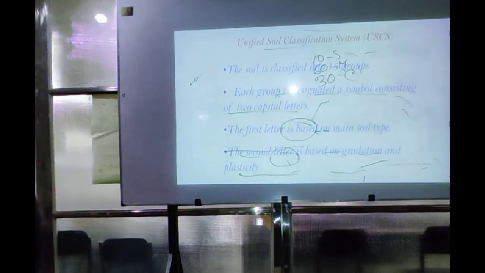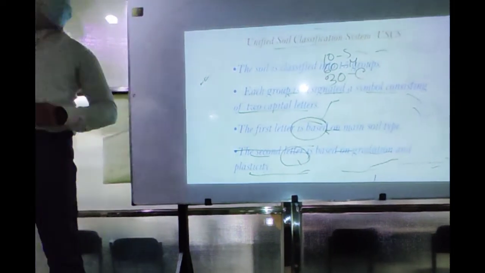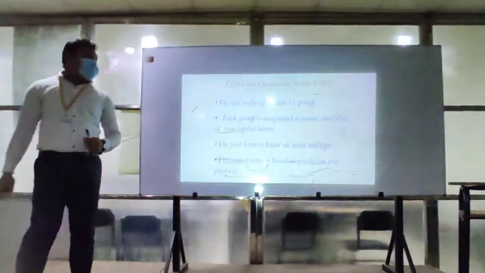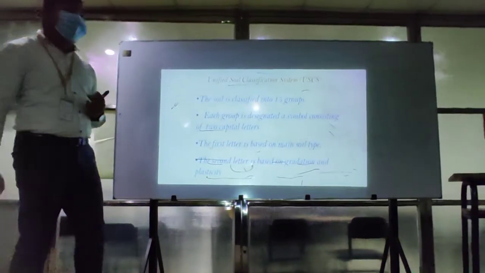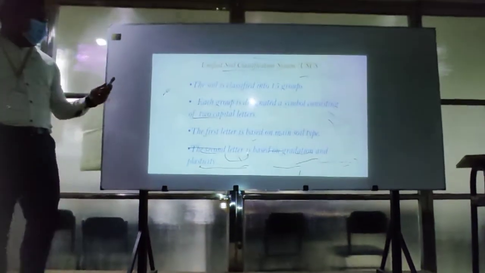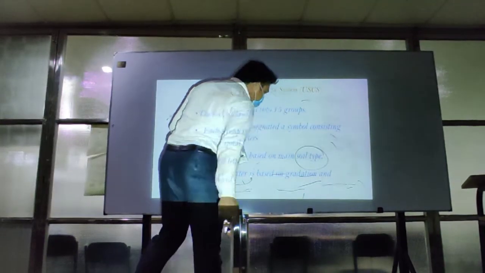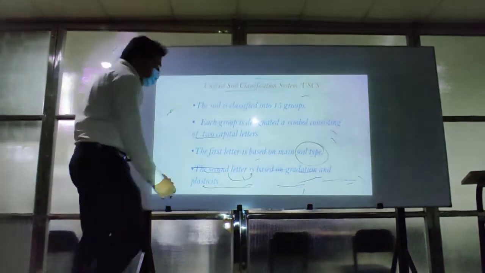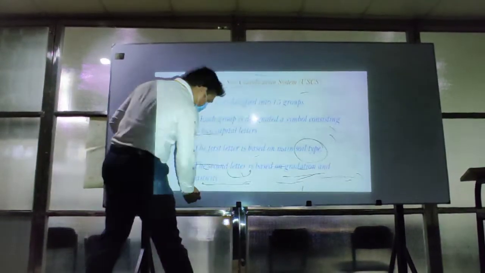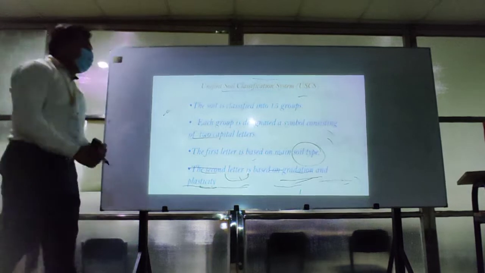In the unified soil classification, we group the soil with a designation symbol of two capital letters. The first letter represents the main soil type, and the second represents gradation and plasticity.